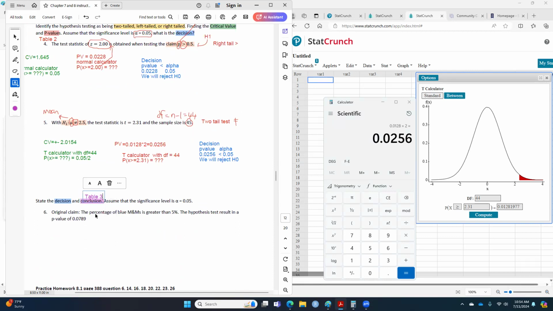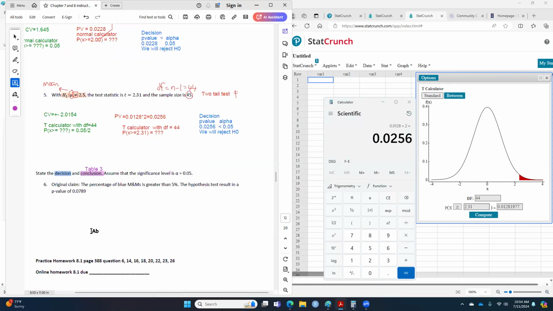Very important. The first thing is we underline or highlight the original claim. That is the most important thing to do here. The original claim says that the percentage of blue M&Ms is greater than 5%. That means the people who make M&Ms, Mars, are saying that the blue candy inside the bag has to be more than 5%.